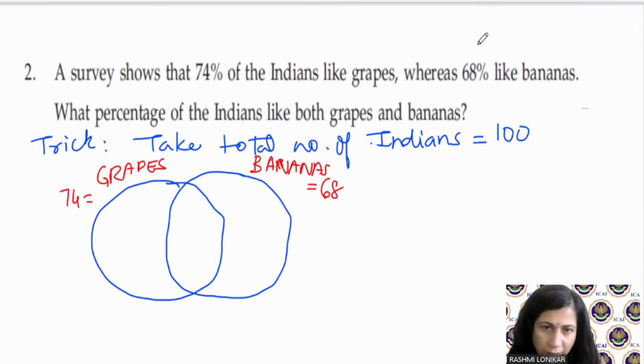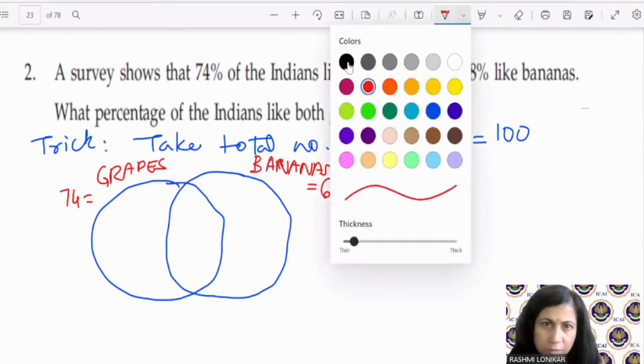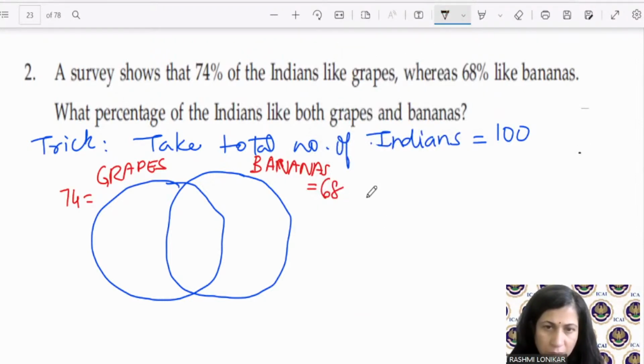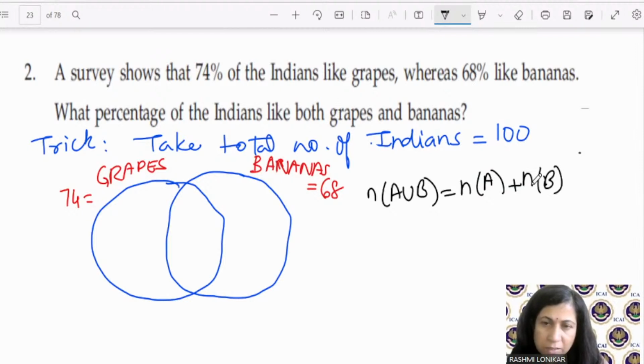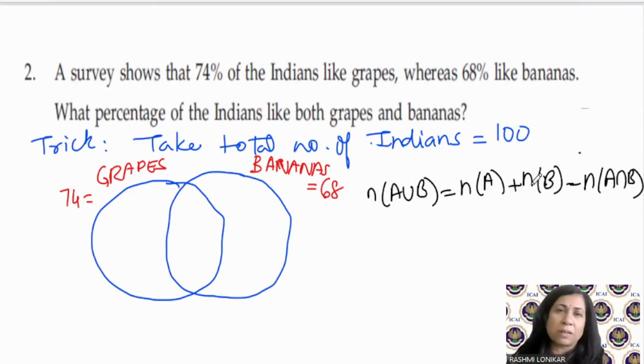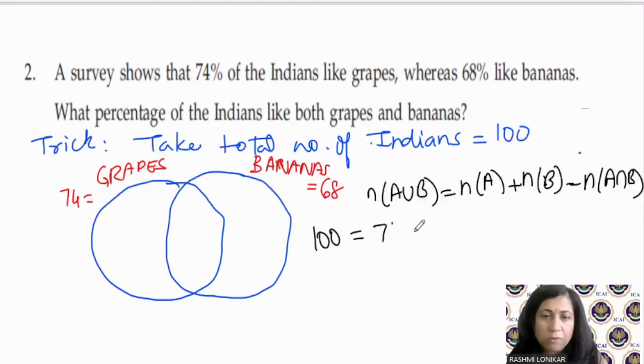Okay, so I have the formula: N of A union B is equal to N of A plus N of B minus N of A intersection B. Okay, I always say whenever you are learning a new formula, always write it down when you're practicing and speak it out aloud. Now the total number is 100. The number of people who like grapes is 74. The number of people who like bananas is 68. And I don't know how many people like both grapes and bananas.